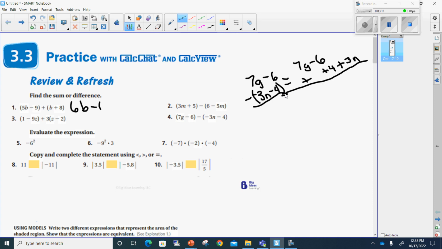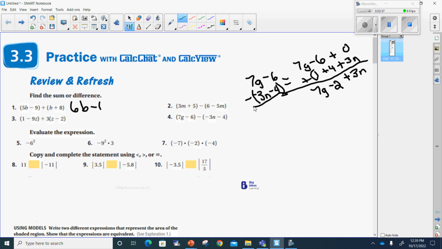Okay. And now this is like adding 0 over here and adding 0 over here. This would be 3n. Negative 6 and 4 is negative 2. And 7g plus 0 is 7g. All right, now you know how to do ones like number 4.